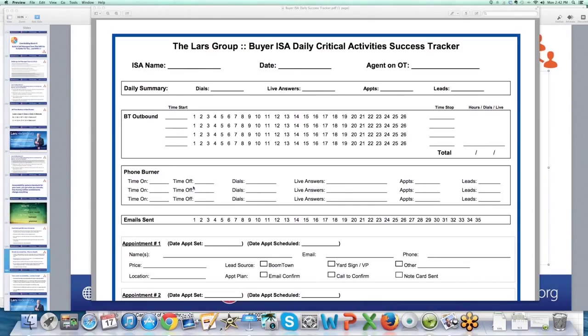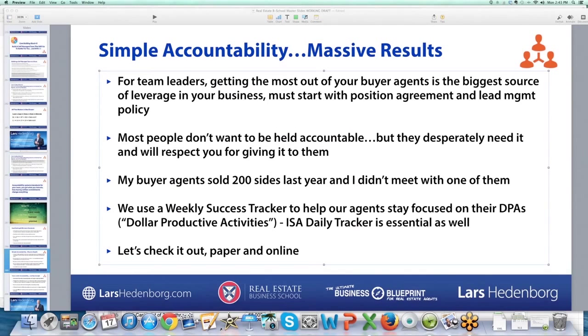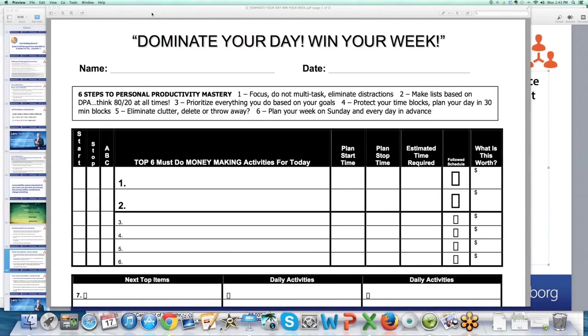So you can see hers is a daily form, and there's like 4 appointments. Then it has sent to pre-qual and leads entered into Boomtown. It tracks the emails that she sends, and then she gives a daily summary. So you can see both of those forms. So that's for buyer agent and inside salesperson.